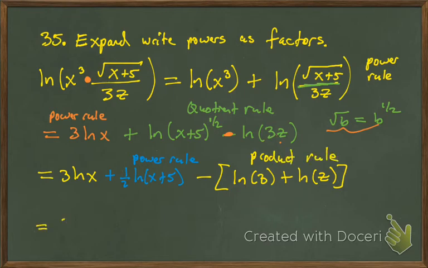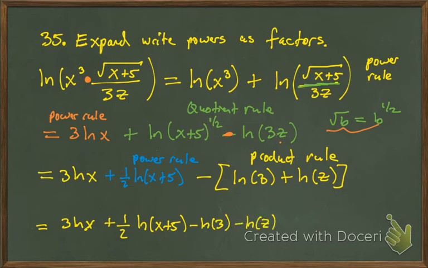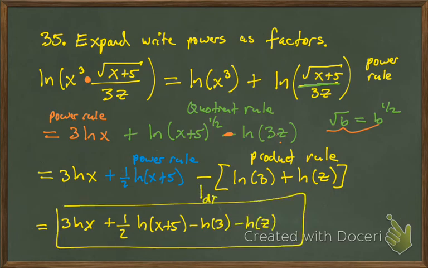Okay, and so we'll distribute that negative sign, and we'll have 3 ln x plus 1/2 ln of x plus 5, and then distributing that minus sign, minus ln 3 and minus ln of z. Okay, and there we'll mention that we went ahead and distributed. Okay, I think we got one or two more here.